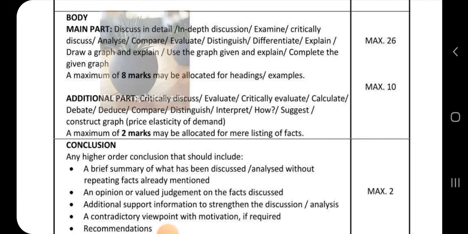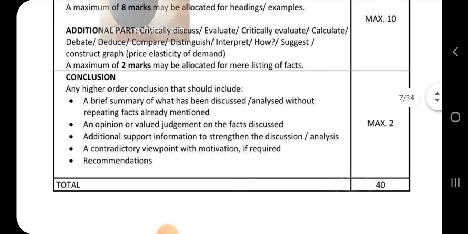And then the additional part, that's where in most cases you're asked to give your opinions about something. It's not mainly part of the main part. It's just an additional part where you're asked to critically discuss, evaluate, calculate, debate, compare, distinguish, interpret, suggest, or maybe draw a graph. For the additional part, it's 10 marks. So if you are asked to discuss something or evaluate something, give 5 full sentences. Each sentence will give you 2 marks, and then you're able to get your 10 marks.